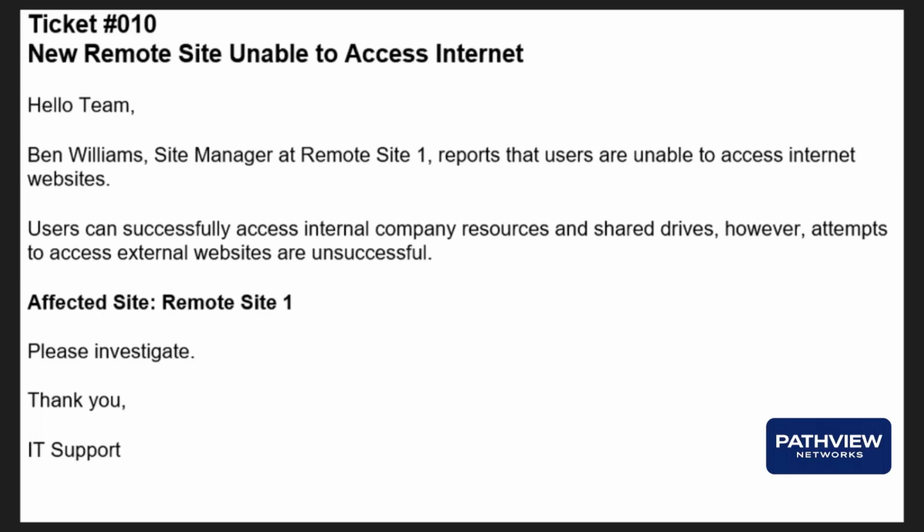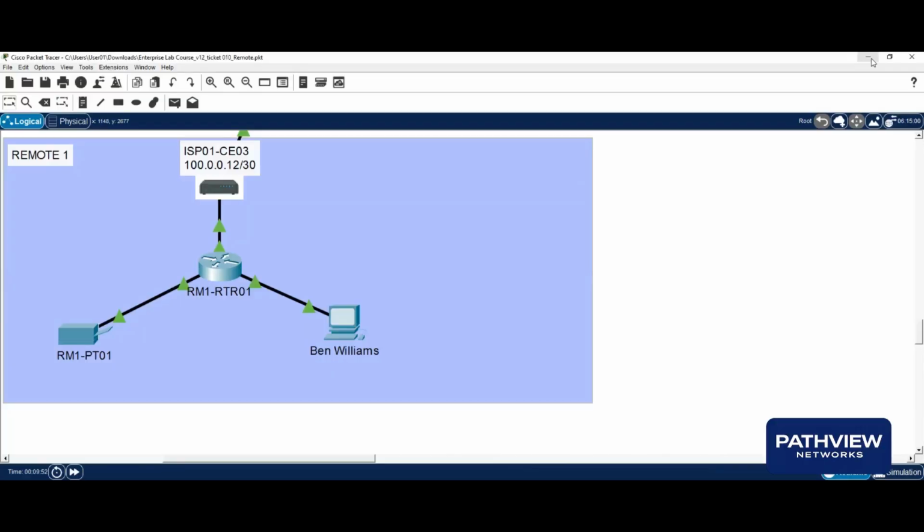Here's a topology for remote site 1. Users report they cannot access internet websites, but internal company resources remain accessible. Let's verify the issue from Ben Williams' workstation and see what we get.